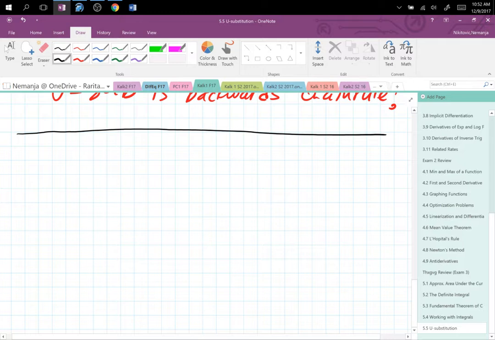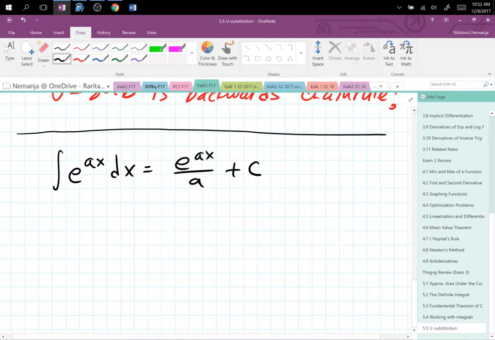You remember how you had to memorize the formula? E to the ax dx is equal to e to the ax over a plus c, right? And you had the same thing for sine and cosine when this a was divided. Well, we can actually do the problem, let's say e to the 3x dx. We can do the problem now.